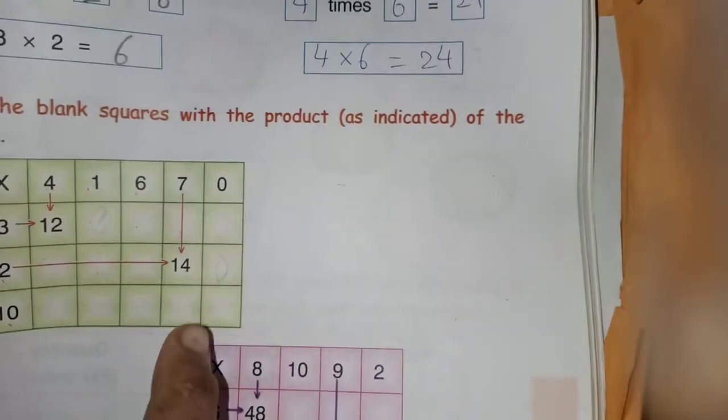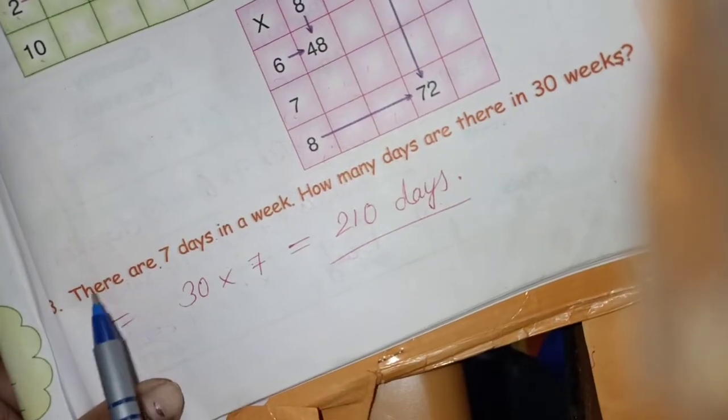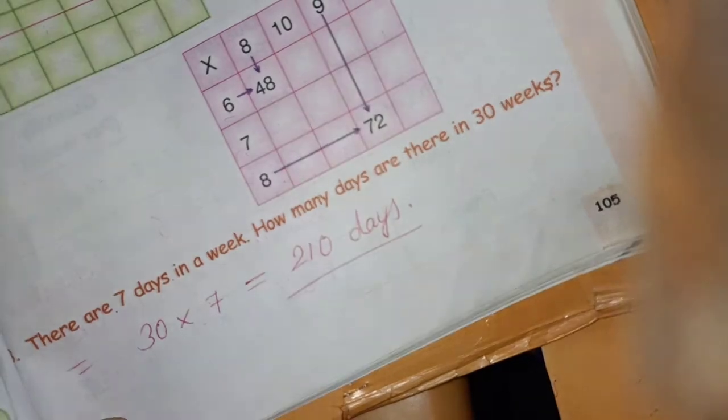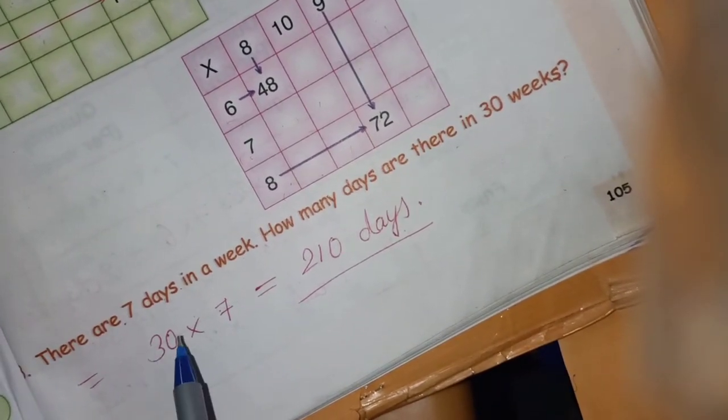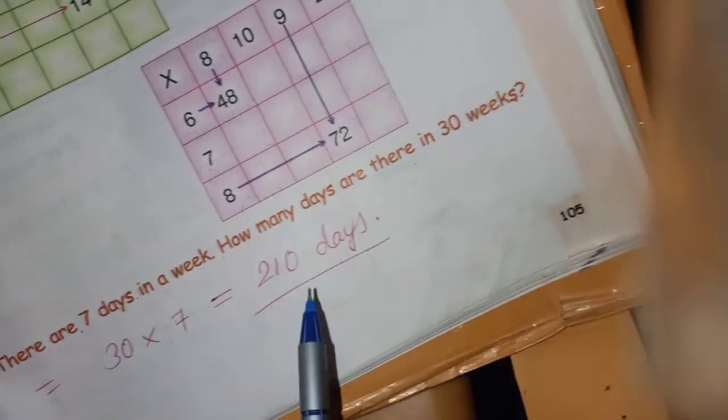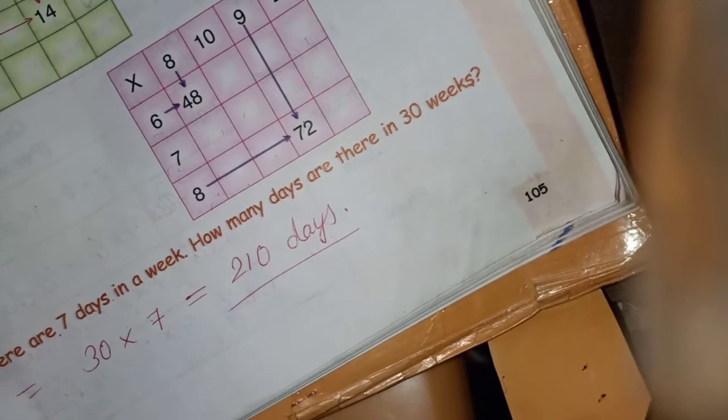The same is here. 7 multiplied by 2 is equal to, students, 14. Okay. Now the same way we have to do here. Question number 3. There are 7 days in a week. In 1 week, how many days? 7 days. How many days are there in 30 weeks? Then we will multiply 30 multiplied by 7 is equal to 210 days.